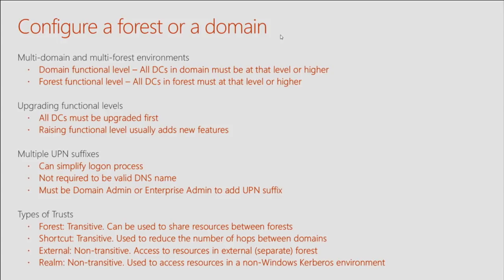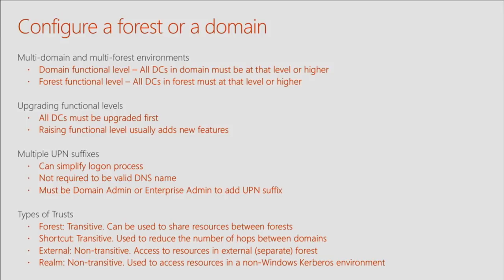So again, when you look at this and it says configure a forest or a domain, there's nothing new about it. You just know that the domain functional level means that all the DCs have to be at a certain level, and for the forest functional level, all the DCs in the forest have to be at a certain level or higher. And that's how you know what those options are. Now you'd look at the domains and trusts location to see exactly what that trust level is.